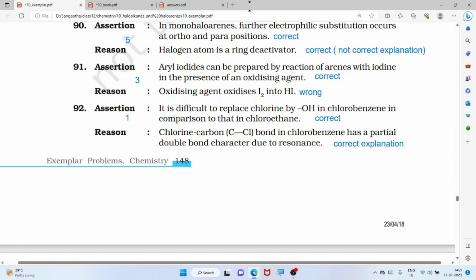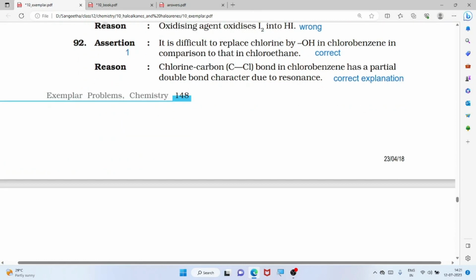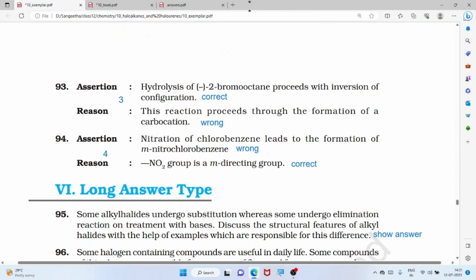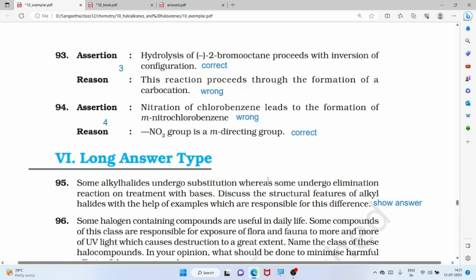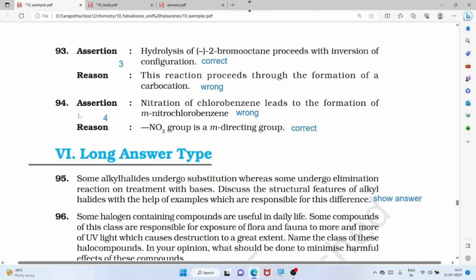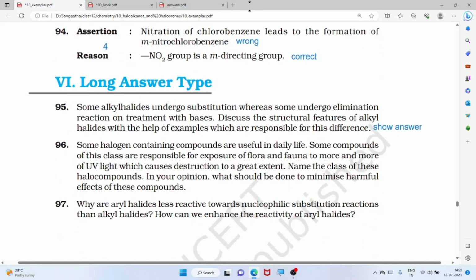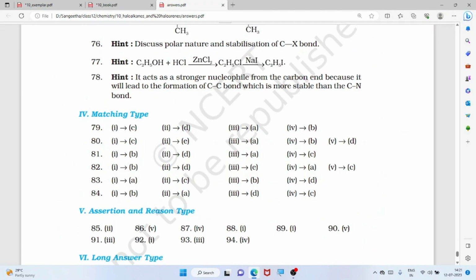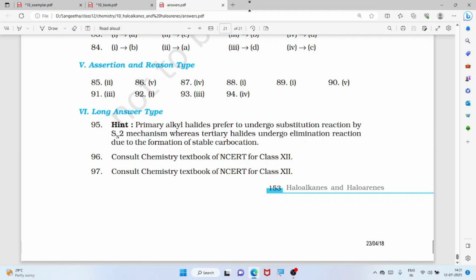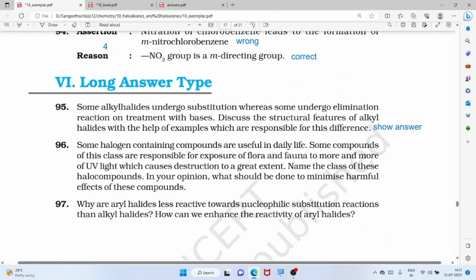Okay, this is correct and this is wrong. This is the correct assertion, but it is a wrong explanation. This is wrong. Okay, this is wrong, and this is a correct statement. So you can use this hint to find the answer.